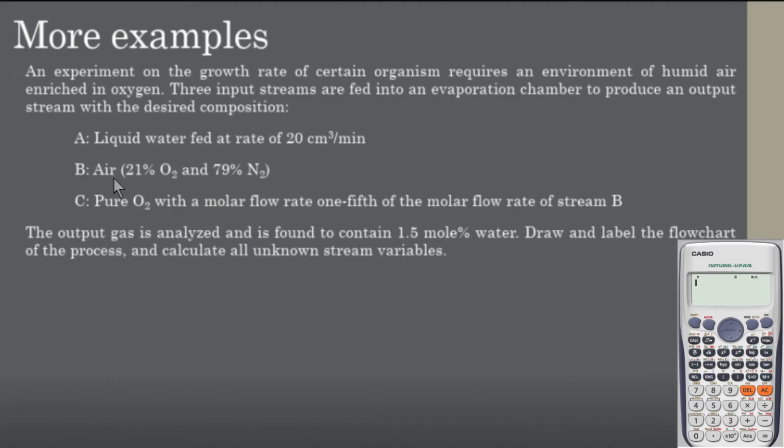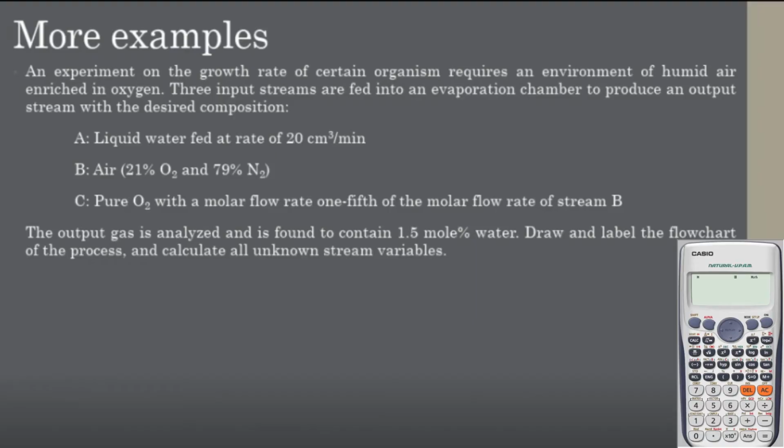Stream B is air, composed of 21% oxygen and 79% nitrogen. Stream C is pure oxygen with a molar flow rate 1/5 of the molar flow rate of stream B. The output gas is analyzed and is found to contain 1.5 mole% water. Draw and label the flowchart of the process and calculate all unknown stream variables.